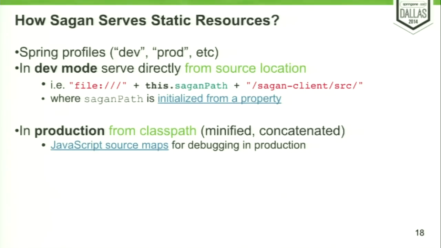And so we had to copy or rsync from the output of the sagan-client module and then paste those into src main web app. So the src main web app was basically just getting the output of the build, and that was definitely not the way we wanted to work, but that was the first step, and we wanted to solve that problem as well.